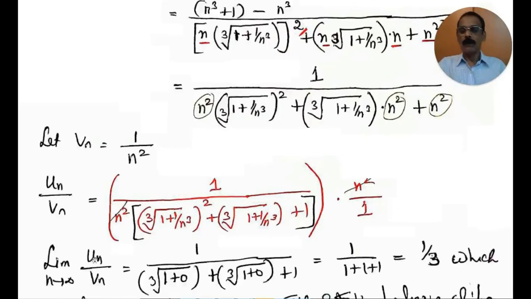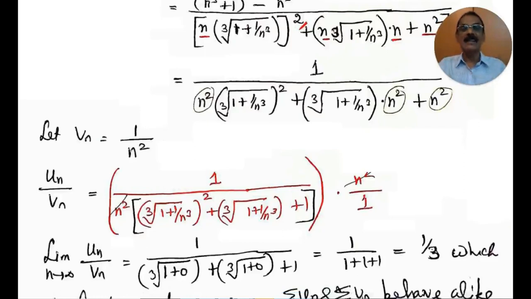Therefore, the limit of Un by Vn is equal to 1 divided by the cubic root of 1 plus 0, plus the cubic root of 1 plus, when you apply the limit, 0 plus 1. Hence, that is equal to 1 divided by the cubic root of 1, which is 1. So 1 plus 1 plus 1 is 3, that is equal to 1 by 3. What is 1 by 3? Is it finite or infinite? It is a finite quantity. Is it 0? No, it is non-zero. Therefore, 1 by 3 is finite and non-zero.